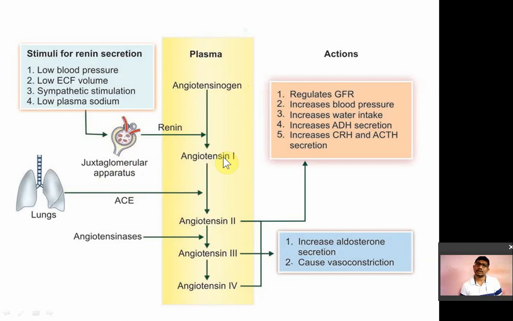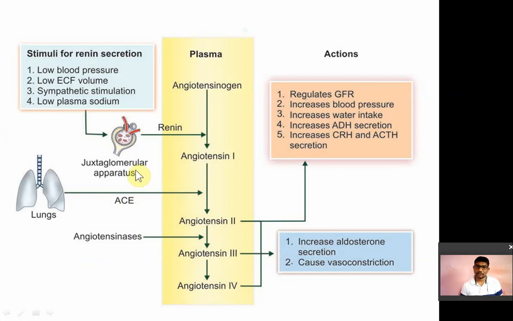Now this angiotensin 1 is converted into angiotensin 2. Angiotensin 1 will go into the lungs, and in the lungs angiotensin 1 will be converted into angiotensin 2 by an enzyme known as angiotensin converting enzyme. So what does angiotensin converting enzyme do? It converts angiotensin 1 into angiotensin 2. Okay, angiotensin 2 is then converted into angiotensin 3 by the enzyme angiotensinase, and then angiotensin 3 will be converted to angiotensin 4.